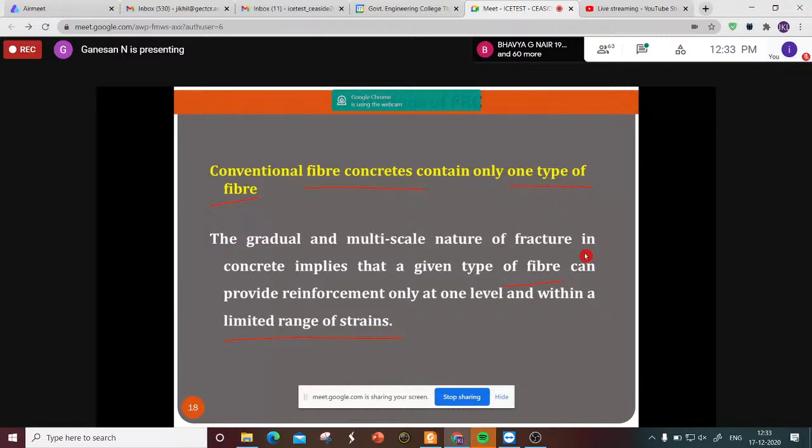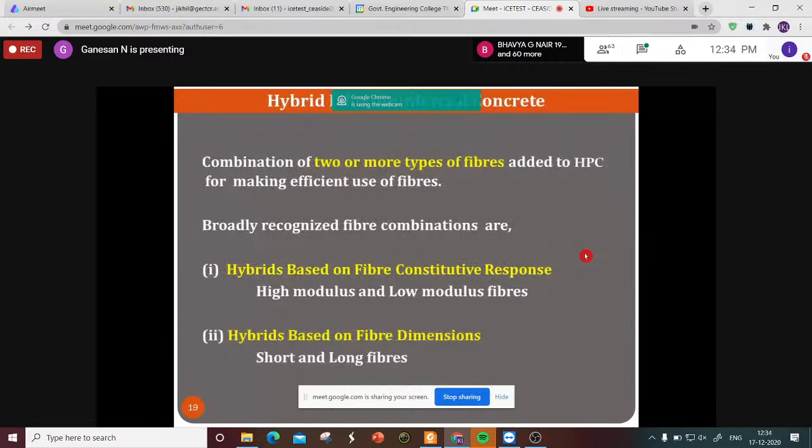So two or more types of fibers, when they are added to the high performance concrete, make an efficient material composite. For example, broadly recognized combinations are hybrids based on fiber constitutive responses.